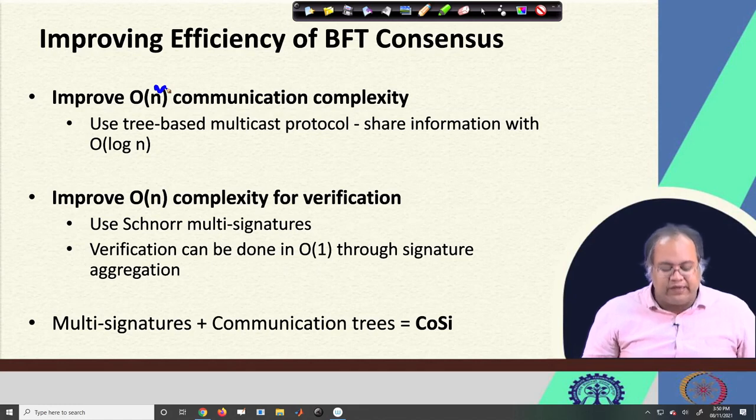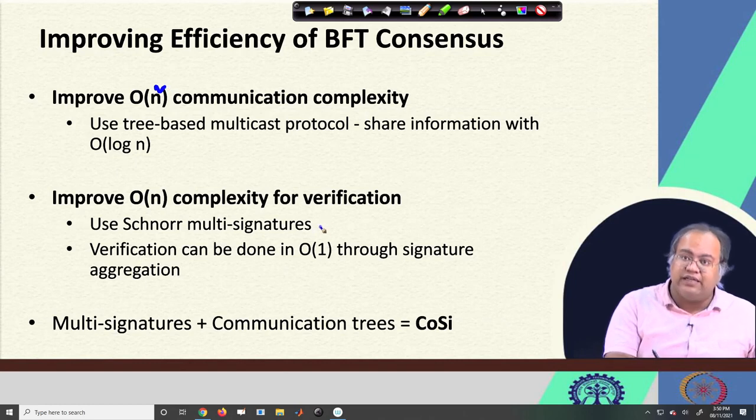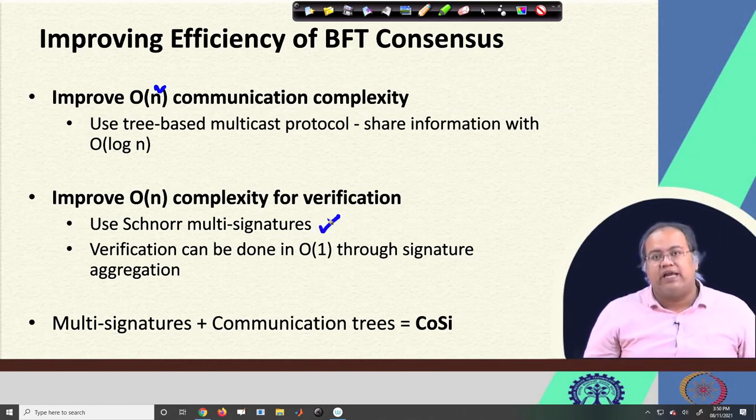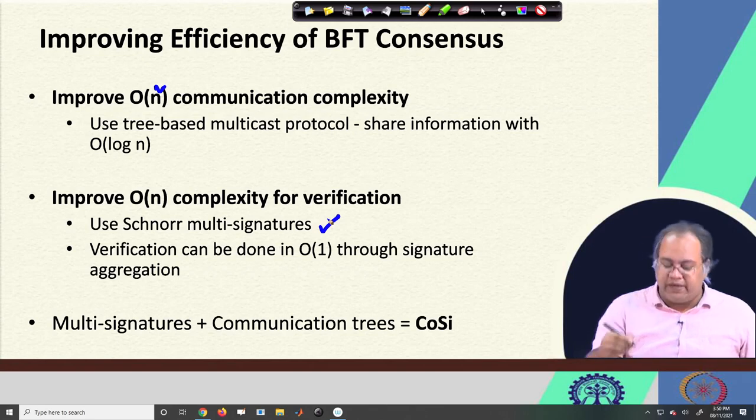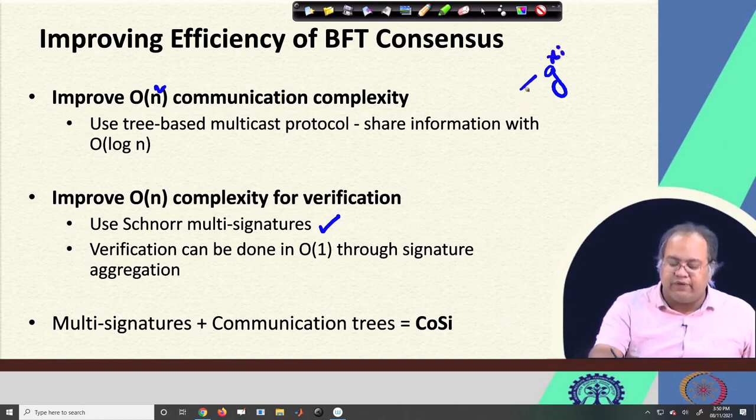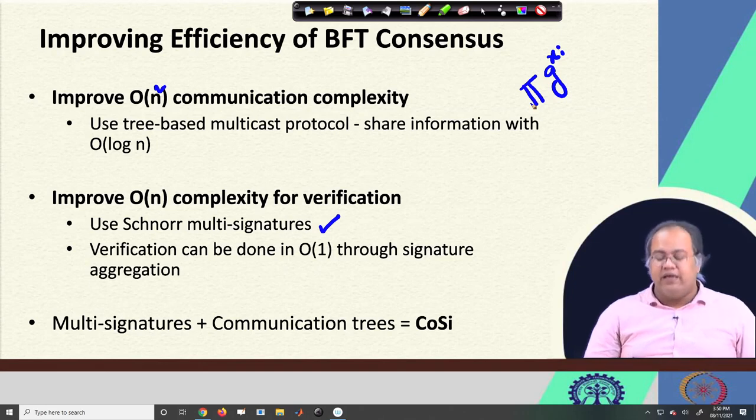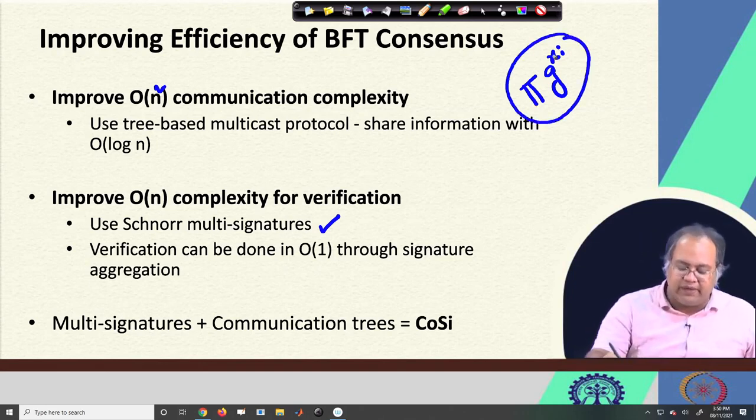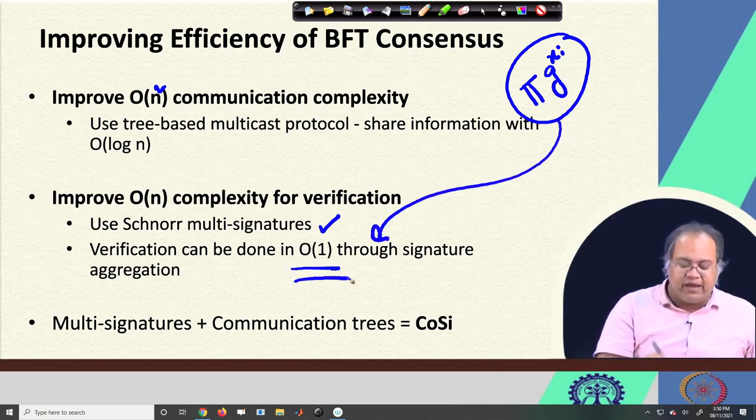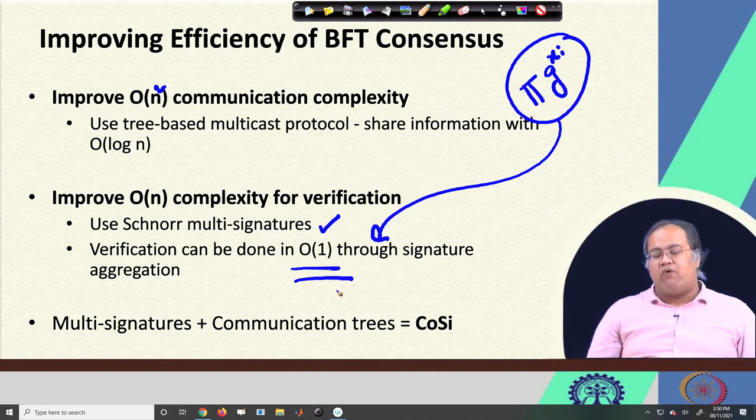Now, to improve the verification complexity, we use Schnorr multisignature. The idea of the Schnorr multisignature, as we discussed in the context of COSI, is that you can generate a collective public key. If the public key for individual signers is g to the power x_i, then my collective public key is the product of g to the power x_i. Once I have this collective public key, I can use it to directly verify. That way my verification complexity would be O(1).